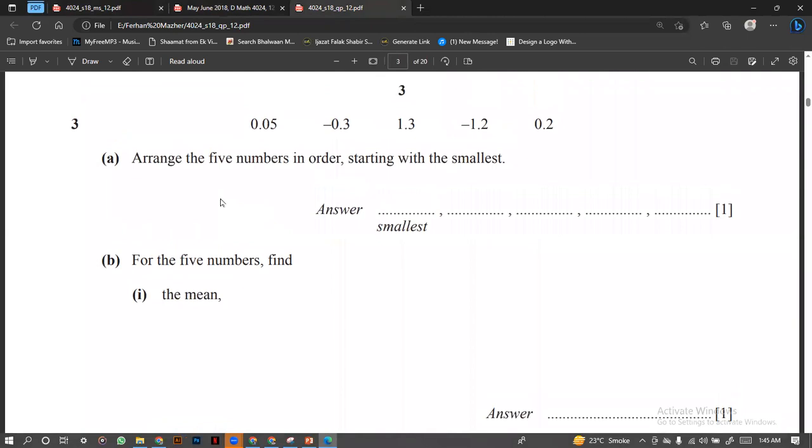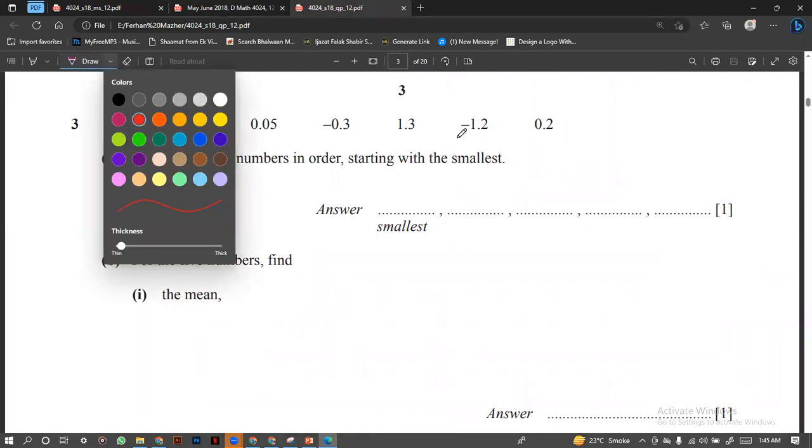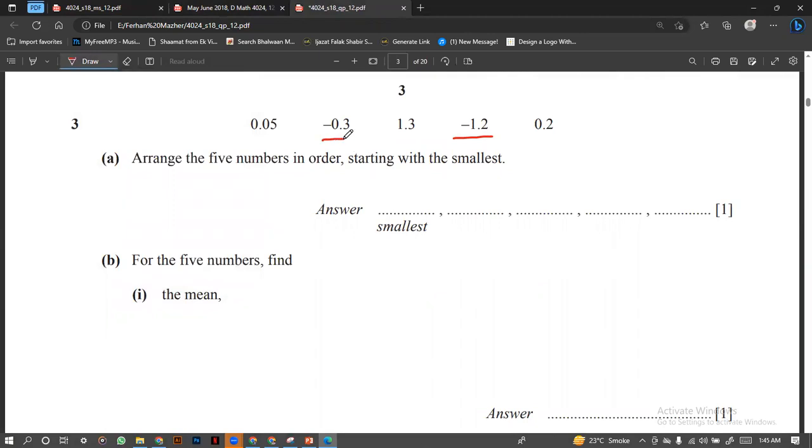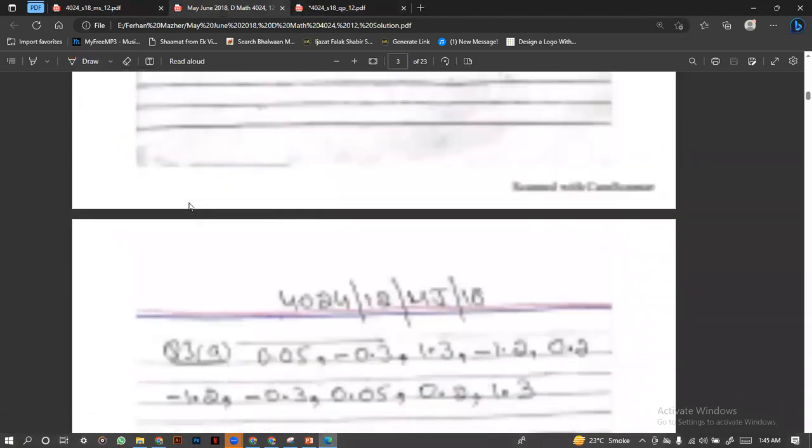Okay, so where we have question number 3, 0.05, minus 0.3, 1.3, minus 1.2, and 0.2. A part is arrange the 5 numbers in order starting with the smallest. So the smallest of them is this one, and let me change the color. This is the smallest, and then we have this one, and then you will have, I think, this one, and then this one, and then this one. So this is how you will arrange them in the order.